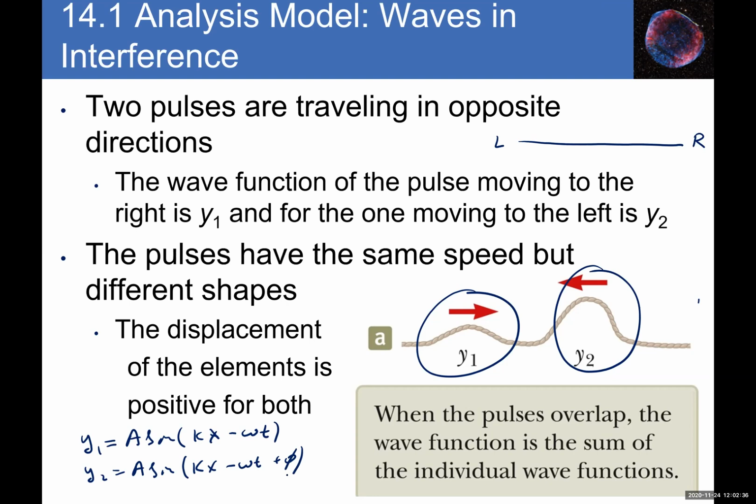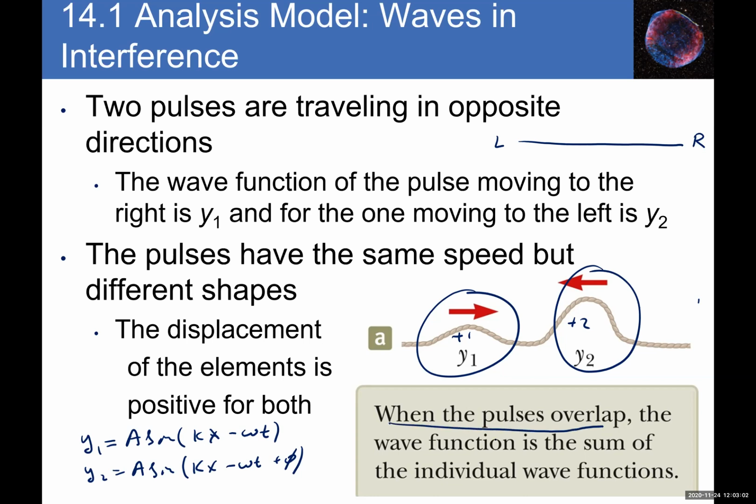Now, these two waves are moving toward each other. We can assume that the pulses have the same speed, but they can have different shapes, or they can even have the same shape. In this particular case, they are in the same direction in a way that both of them have positive amplitude. So maybe this amplitude is +1, this one +2.